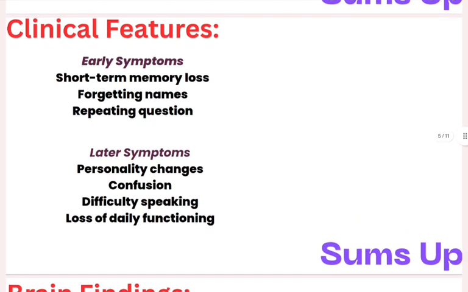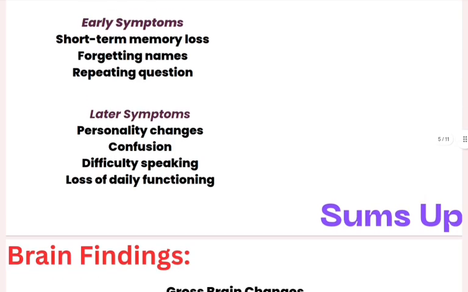Coming to clinical features, there are early symptoms and late symptoms. Early symptoms are short-term memory loss, forgetting names, and repeating questions. Later symptoms are personality changes, confusion, difficulty speaking, and loss of daily functioning. Now remember, if personality changes are seen first, then it's frontotemporal dementia, not Alzheimer's. But if short-term memory loss over a longer period of time progresses to personality changes, then it's Alzheimer's disease.